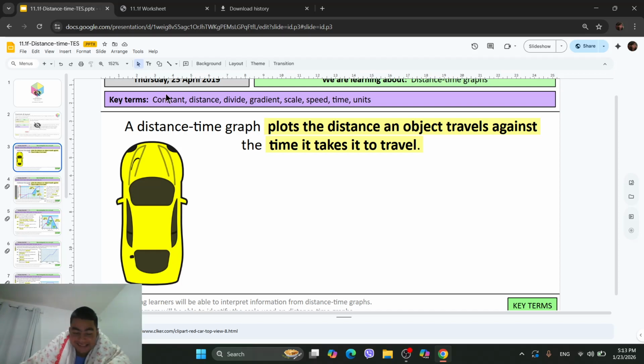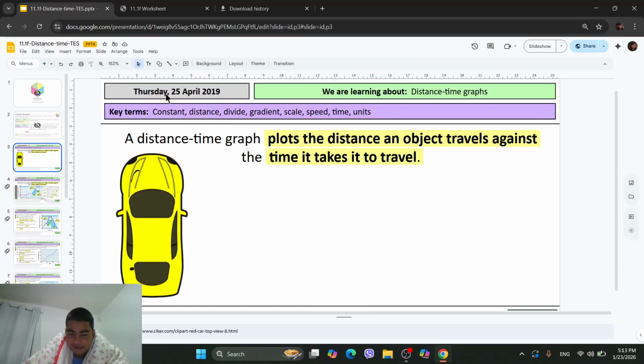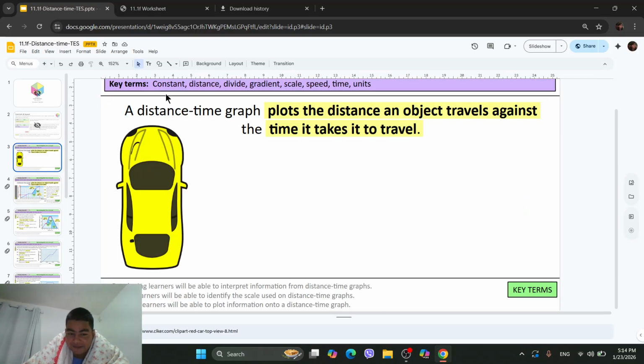How's it going, everybody? Today in this lesson, we will be taking a look at the distance-time graph. First, let's try to understand why we need these graphs.